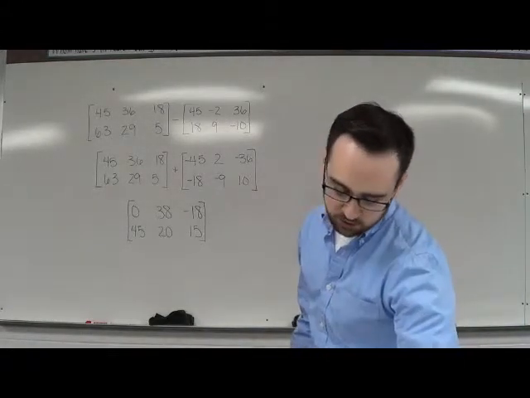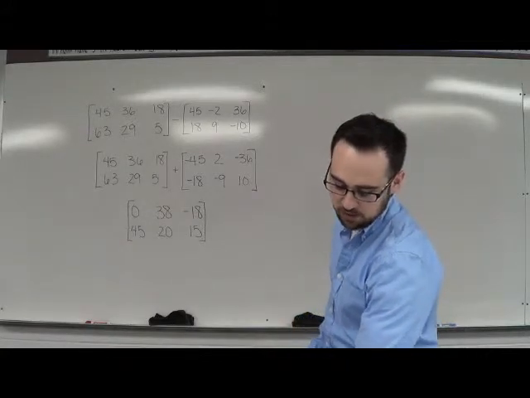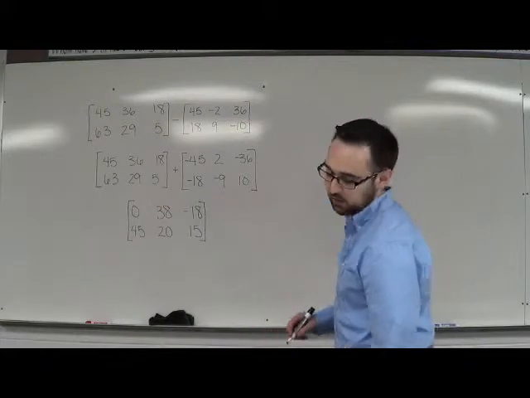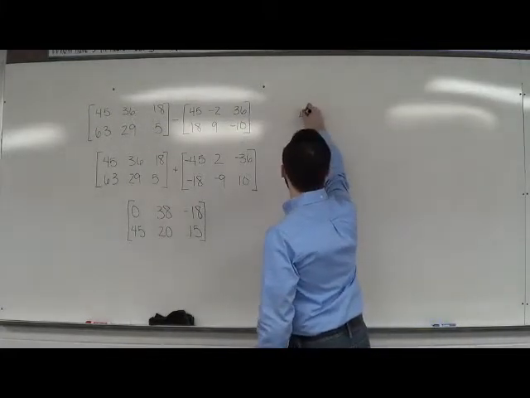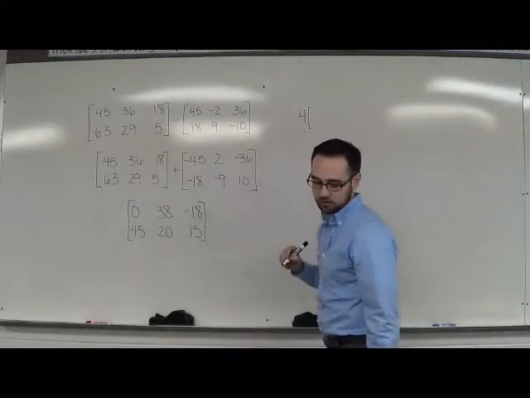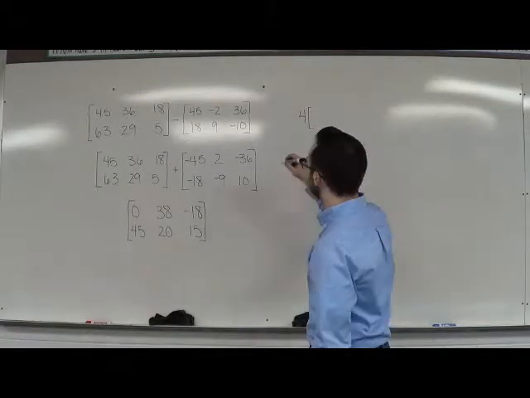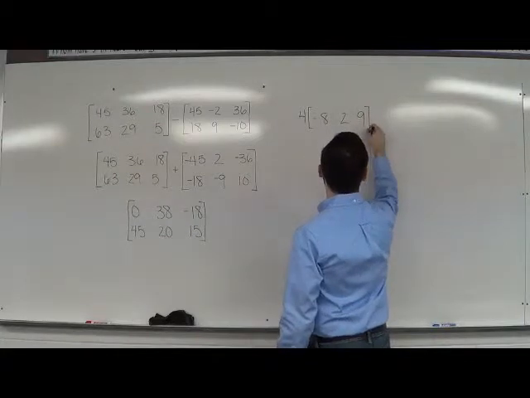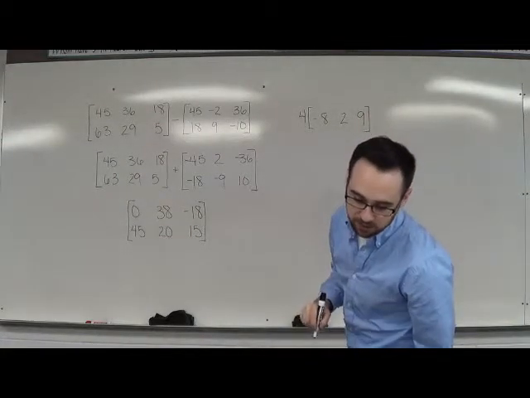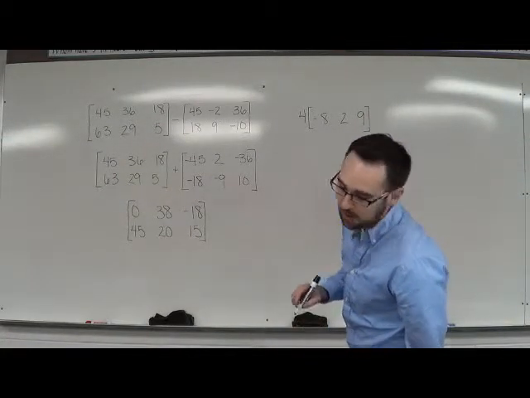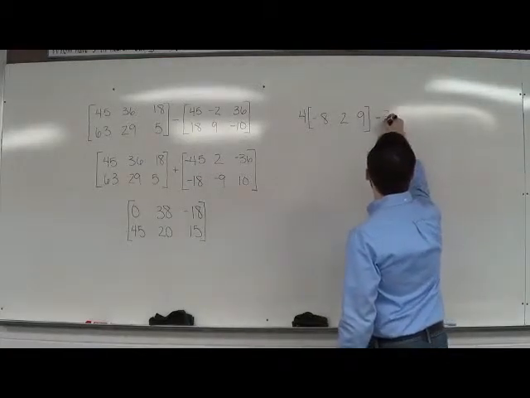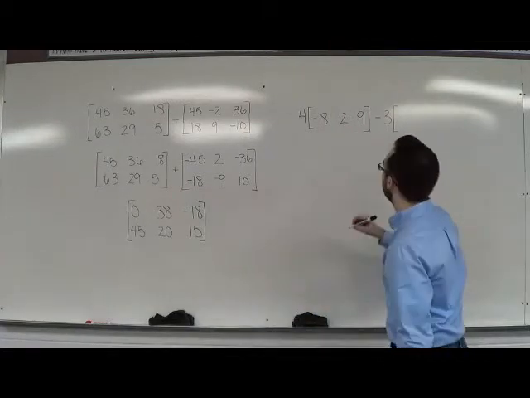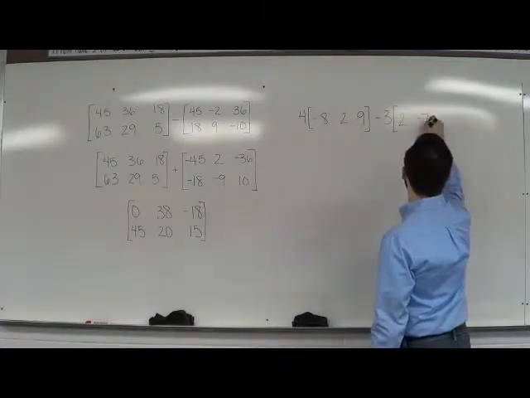The other thing we did in this section was we did some addition, but we also did some scalar multiplication. And with this one we have things like this. We'd have 4 times the matrix, negative 8, 2, and 9. And then I'm going to be subtracting 3 times the matrix, 2, negative 7, and 6.